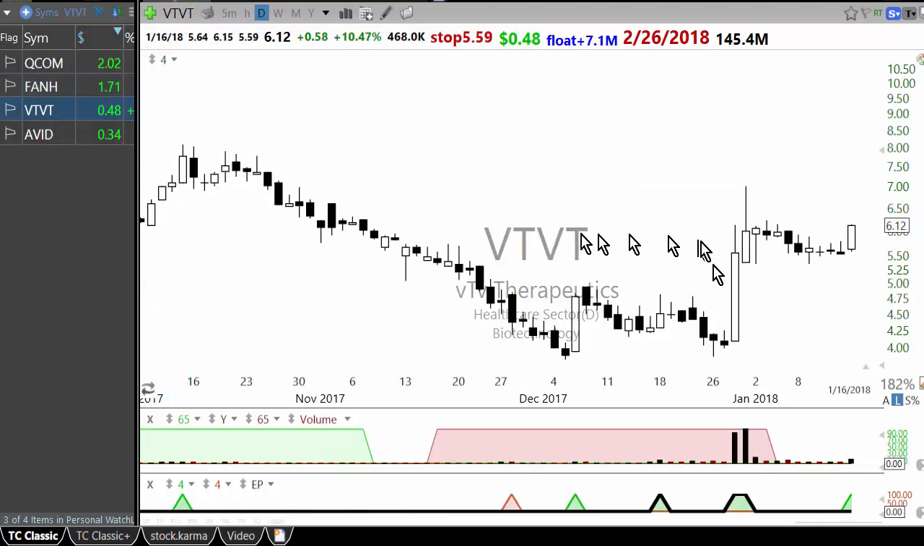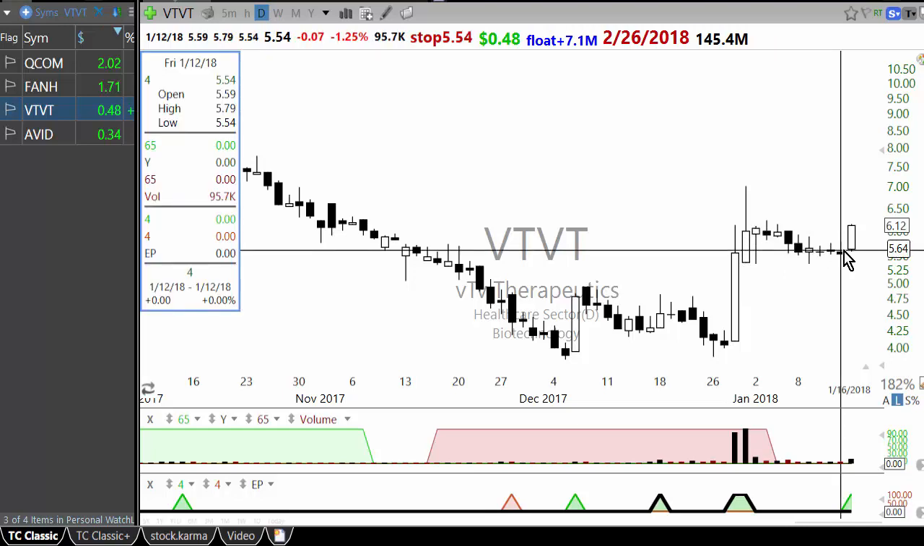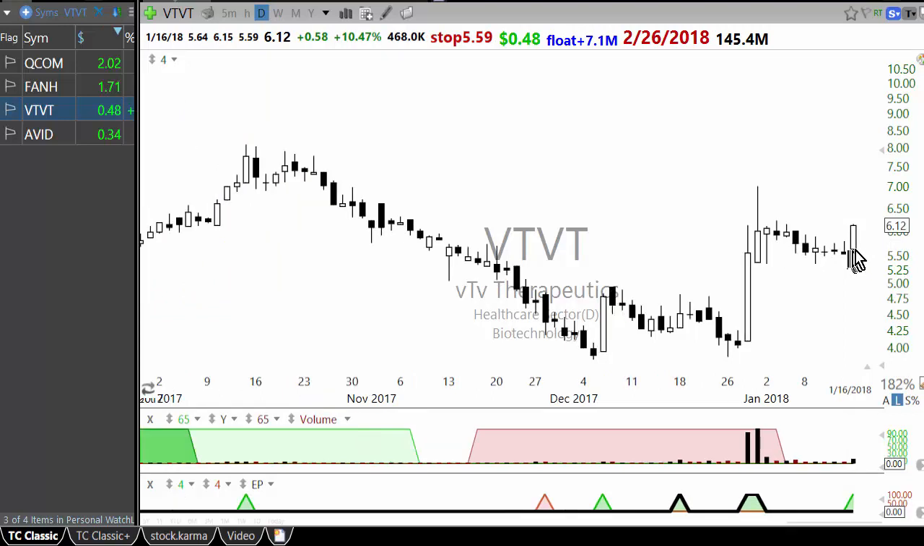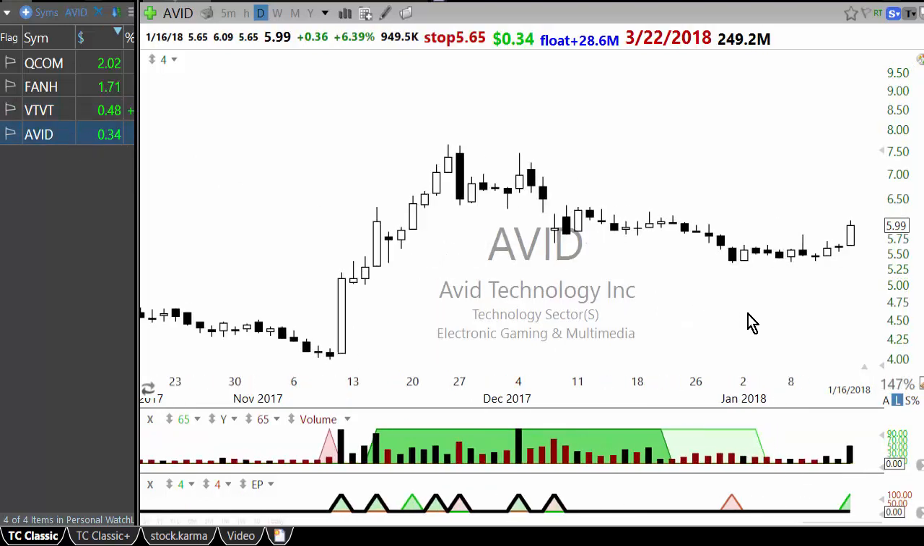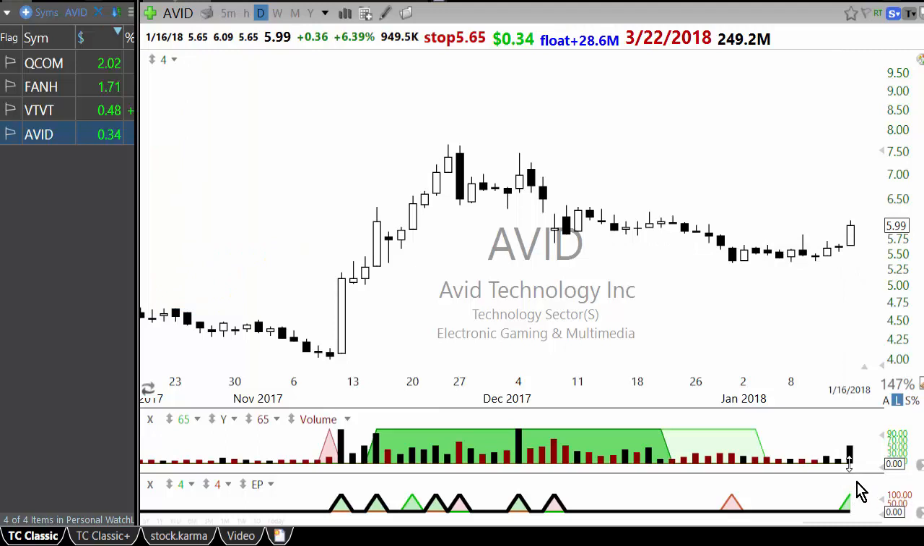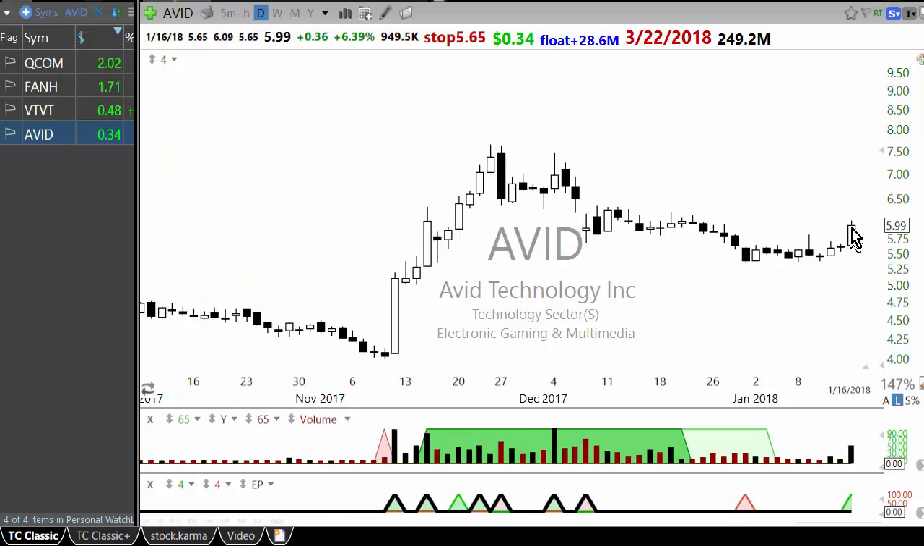Okay. VTVT, this is a very good breakout. See, this is the first leg of the move, very orderly. Yesterday was down minus 1.25. See, a series of narrow days, 1, 2, 3, 4, 5, 6, 7, 8, 9 days of base, and it is breaking out close near the high. So that's a good breakout. Avid. Okay, Avid also had a good breakout. See here, yesterday was 0.54%. Today is up. Volume was high and close near the high.